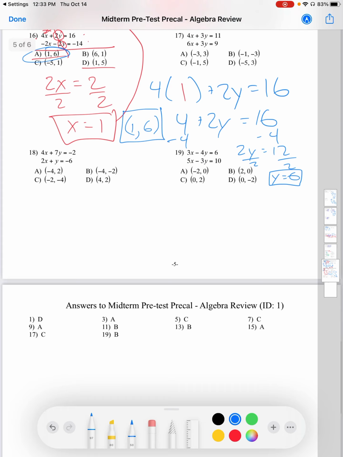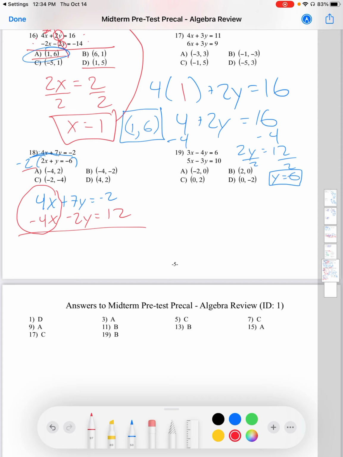Okay, 18. We do not have exact opposites, meaning if this was 4x, we'd want a negative 4x. So if I want negative 4x on the bottom, I'm going to multiply by negative 2 to each term. Okay, the first equation was 4x plus 7y equals negative 2. When I multiply this negative 2, I'm going to get negative 4x minus 2y equals 12. Do I have exact opposites? Yes, those are exact opposites.